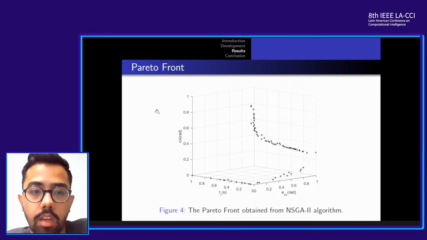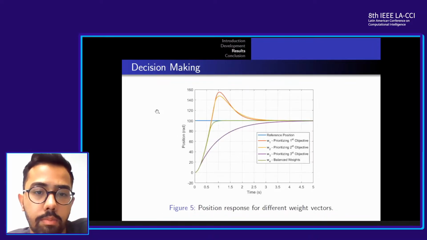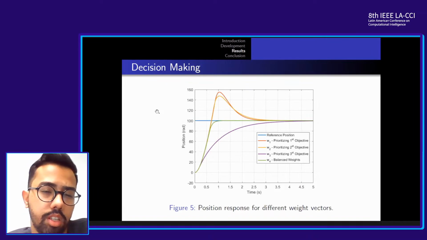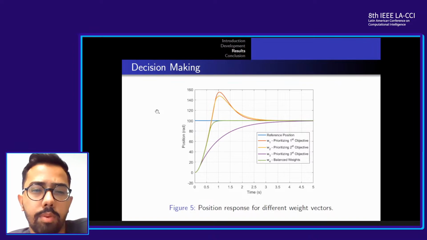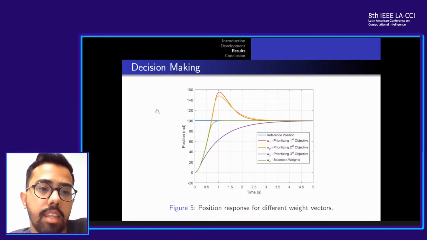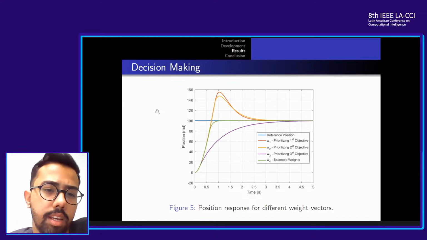And in order to show the different possible behaviors of the position response, a decision-making method, the weighted sum model, was used. As can be seen, the position response is different when a different objective is prioritized. For example, the response with the faster rise time displays overshoot, whereas the one with the smallest steady state error presents long rise time.